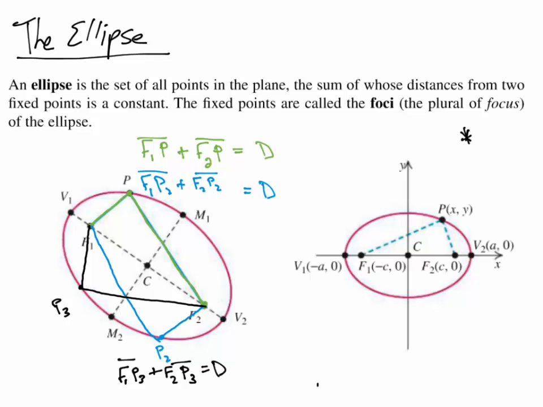Moving over to the second image, we see that the ellipse is oriented within the XY coordinate plane, and this one has a horizontal orientation. What we can see here is that we have each of our focal points. This distance straight across is called the major axis. This short distance across is called the minor axis.